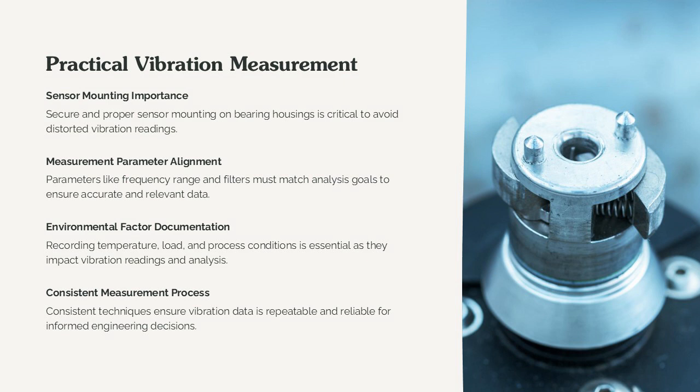Consistency in measurement technique is critical for trend analysis, as variations in setup can mask or exaggerate changes in machine condition. Environmental factors such as temperature, load variation, and process conditions should also be documented. These factors can influence vibration behavior and must be considered when interpreting results. A disciplined measurement process ensures that vibration data is repeatable, comparable, and suitable for engineering decision-making.